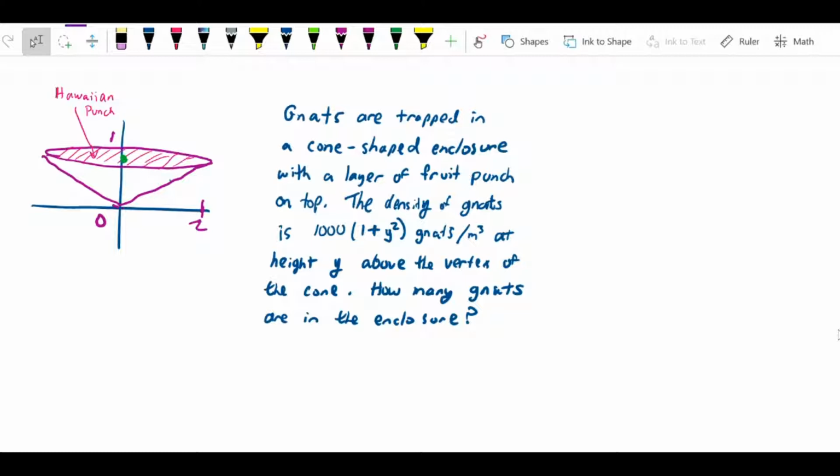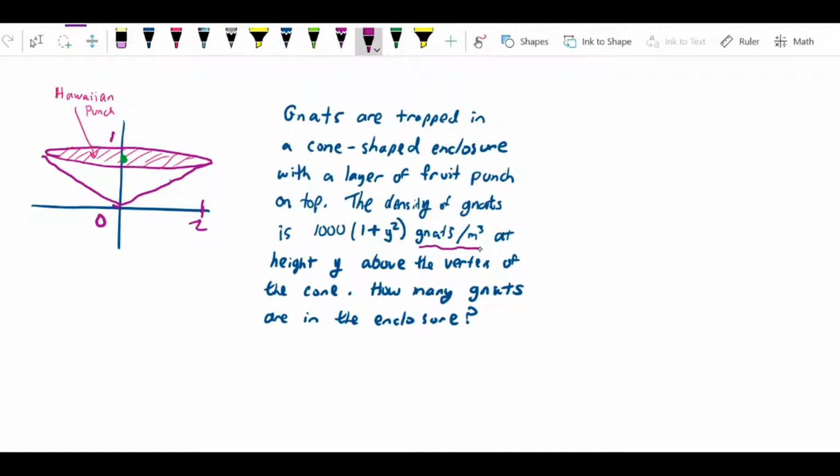So I've done this with gnats. The G is silent, of course. We say that gnats are trapped in a cone-shaped enclosure with a layer of fruit punch on the top. We know that the gnats are certainly attracted to the fruit punch. So the density of the gnats is 1,001 plus y squared gnats per meter cubed. That's going to be our unit at a height of y above the vertex of the cone.